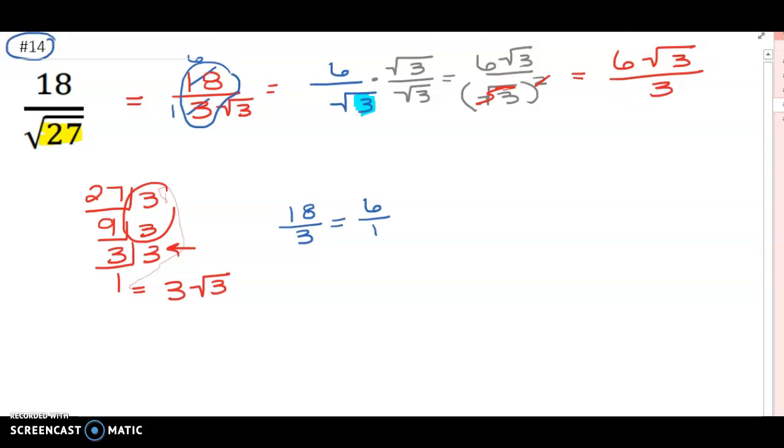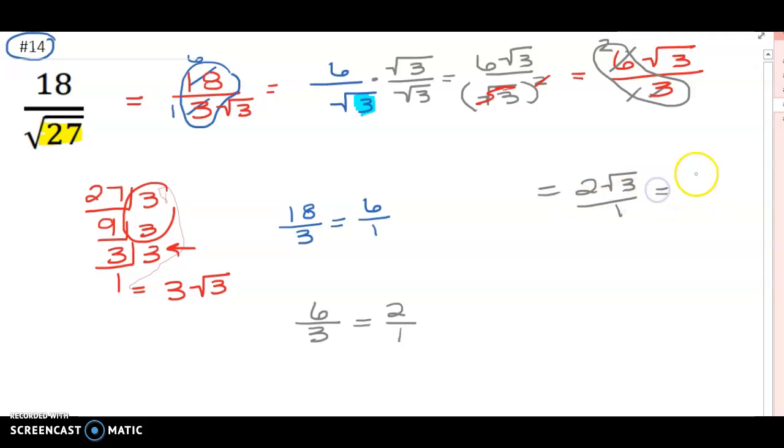Some of you want to be done, but I'm not quite done. It's like the problem that just doesn't quit. If I look over here, 6 over 3 reduces to 2 over 1. So I'm going to change that to a 2, change that to a 1. So I get 2 square root of 3 over 1, or just 2 square root of 3.